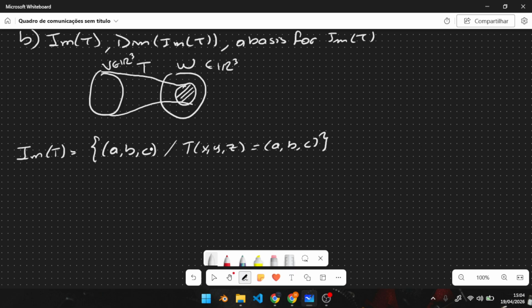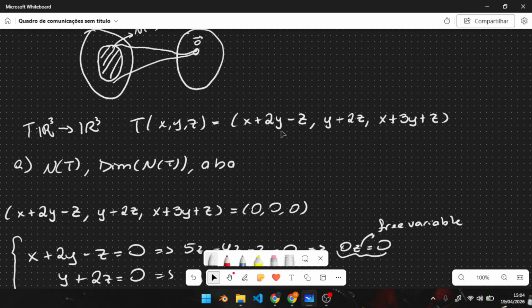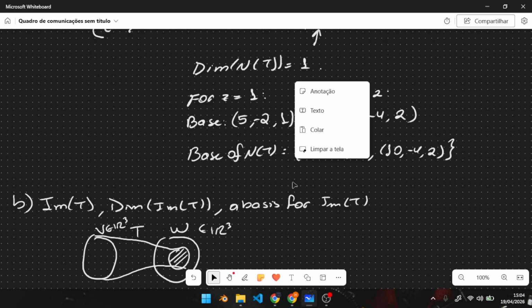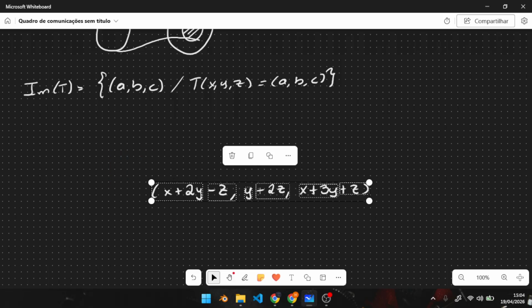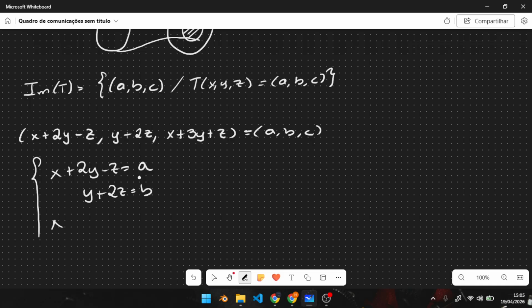So what does that mean? We saw up there that the transformation of (x, y, z) is equal to all of this here. So what I'm going to do is take all this here, put it down there, and that's going to be equal to the image that we have, (a, b, c). So that's yet another system. So x plus 2y minus z is a, y plus 2z is b, and x plus 3y plus z is c.